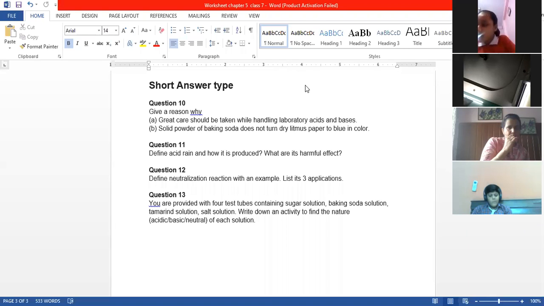Next: solid powder of baking soda does not turn dry litmus paper blue in color. What can be the reason for it? Anybody among you? So the rest of the questions, children, if they are left, you can find the answers yourself, or in the next class we are going to discuss them.